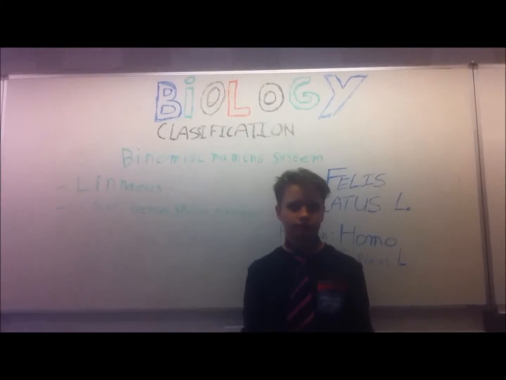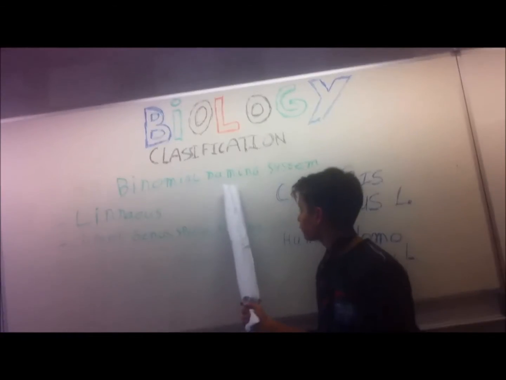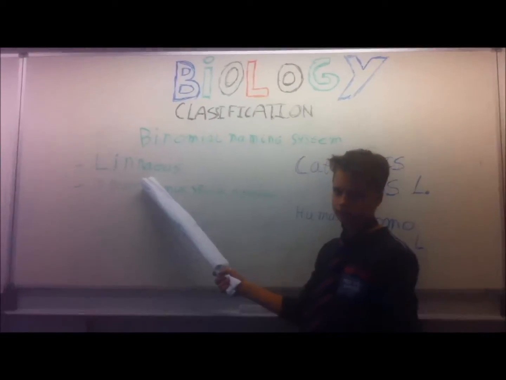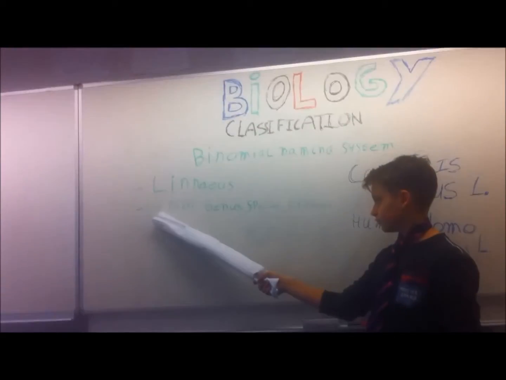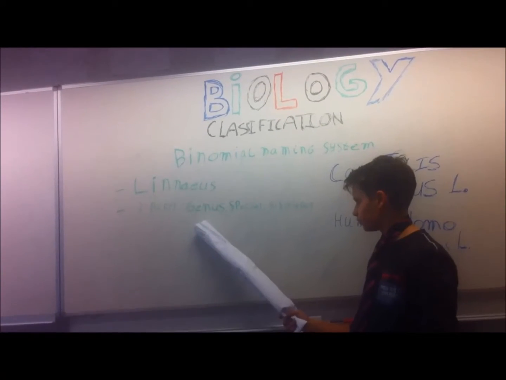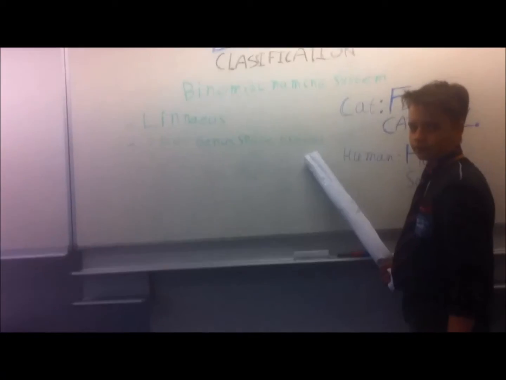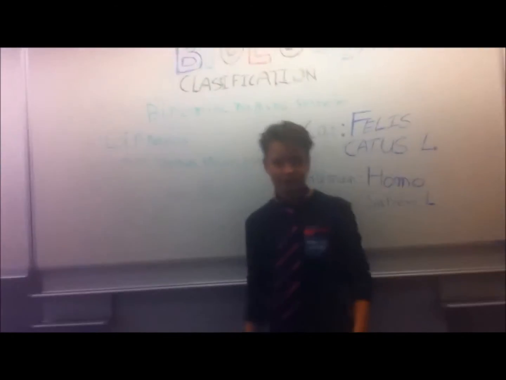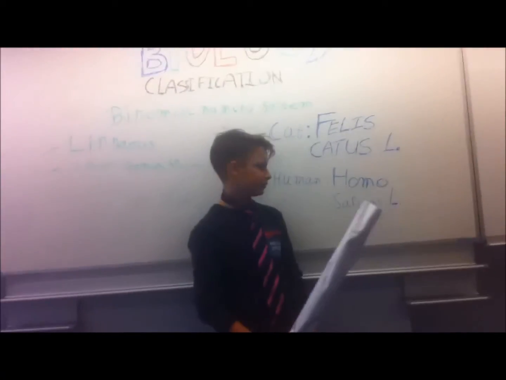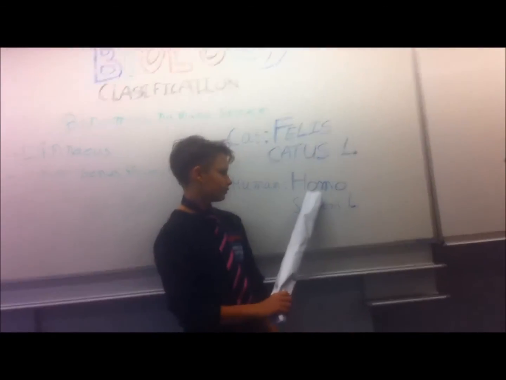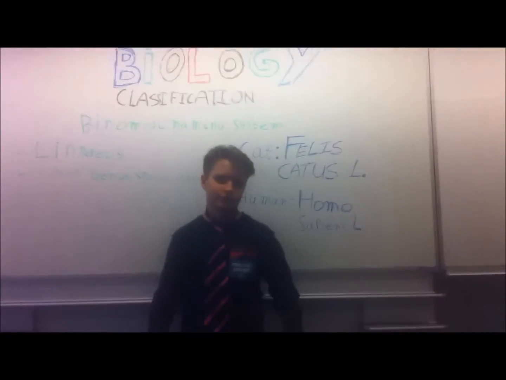Binomial naming system. There once was a really smart guy called Linnaeus. He tried to classify all the animals and other organisms that are alive. He discovered that you can make a Latin name out of 3 parts: genus, species, and then it ends with the discoverer. A few examples are a cat, that's called a Felis catus L, because L is from Linnaeus. A human is Homo sapien L, and there are a few examples of Latin names.